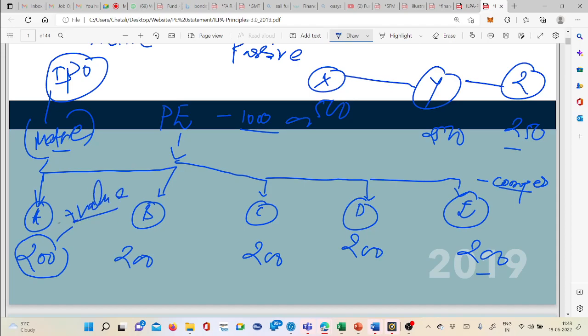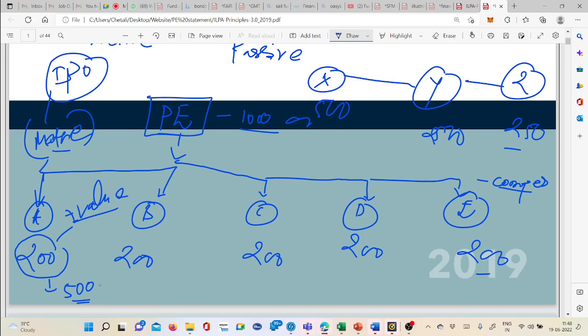This was the invested amount, and let's say the current value is 500 crore. So company A returned the 500 crore to the PE fund. If you are the fund manager and you have received 500 crore, then you will have two options.